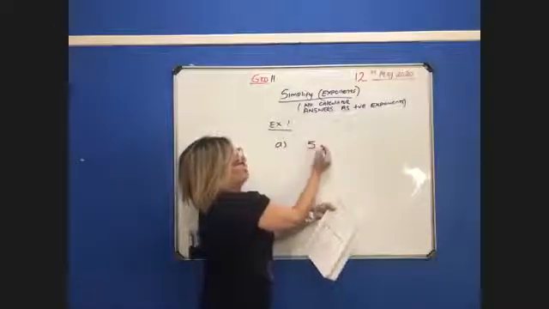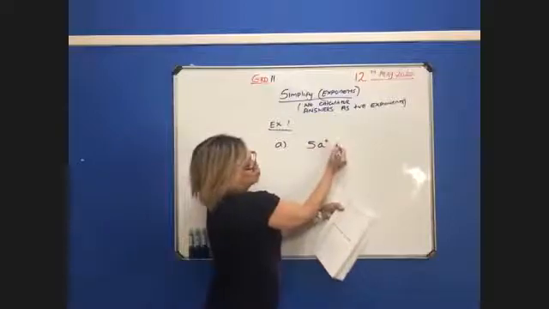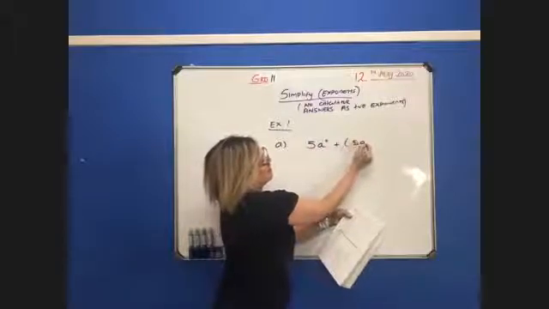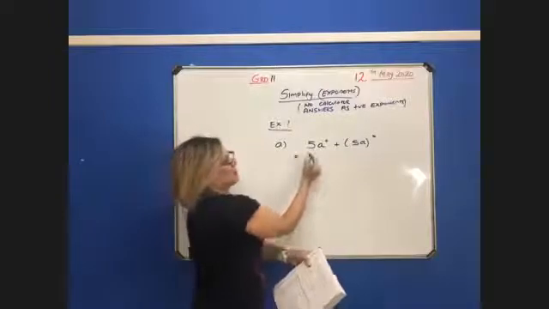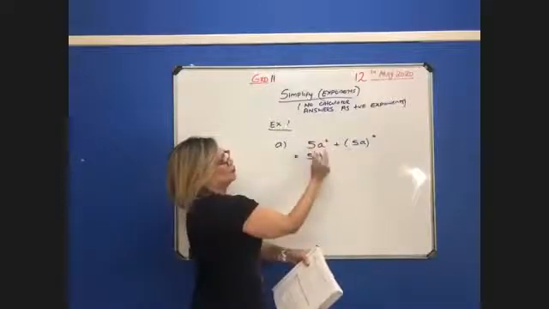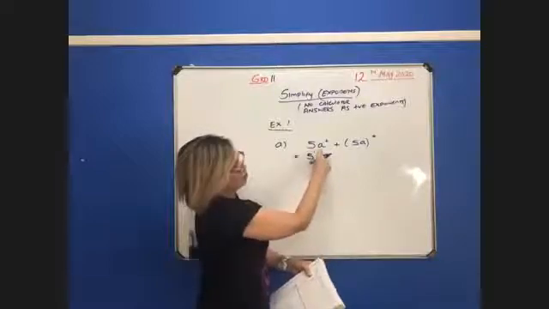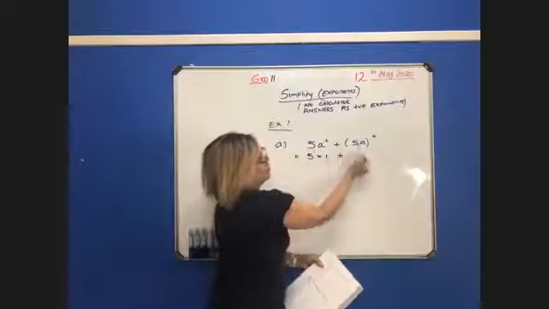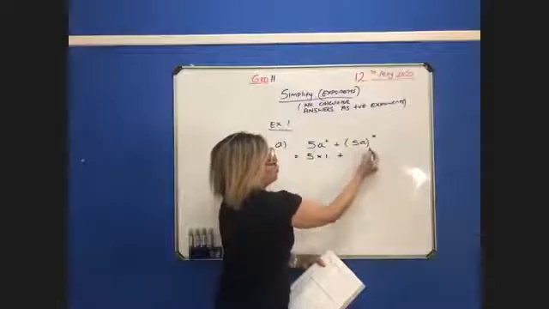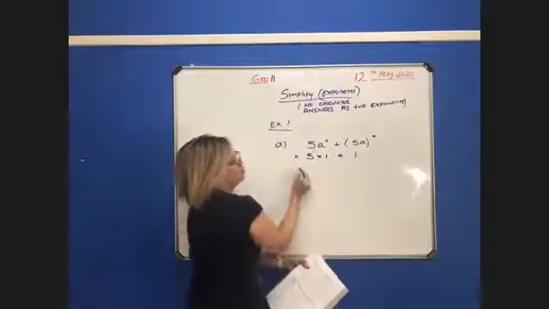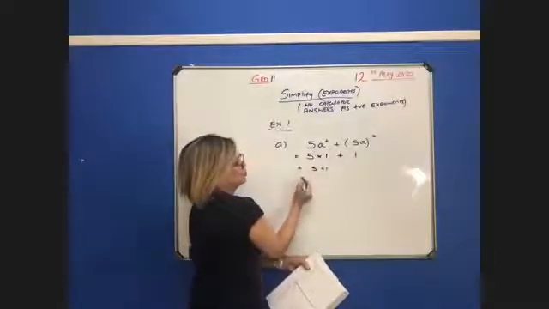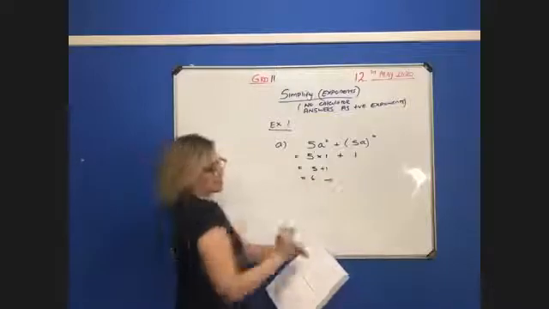It was 5 times a to the naught plus bracket 5a close bracket to the naught. So if you remember, I showed you this yesterday. That 5 has an exponent of 1. a to the naught is 1, as long as a is not naught. And then the whole bracket is to the naught, so that whole thing is 1. So you've got 5 plus 1, so the answer would be 6.